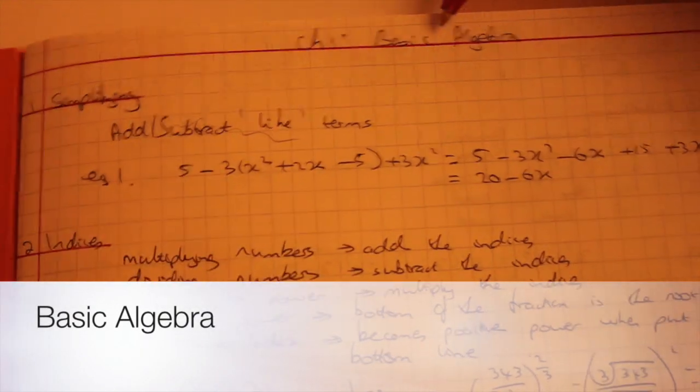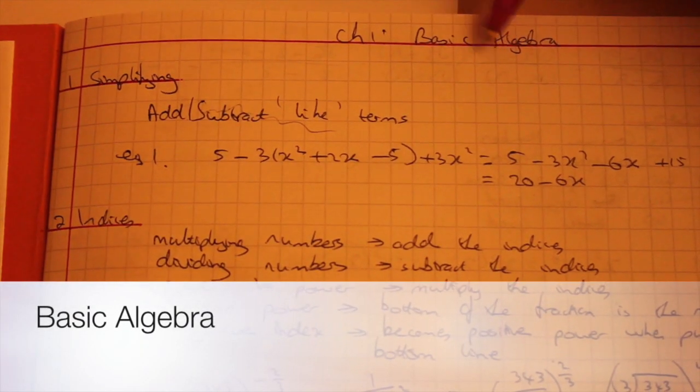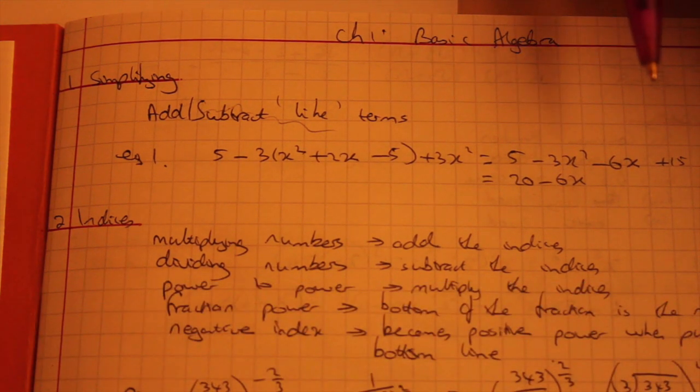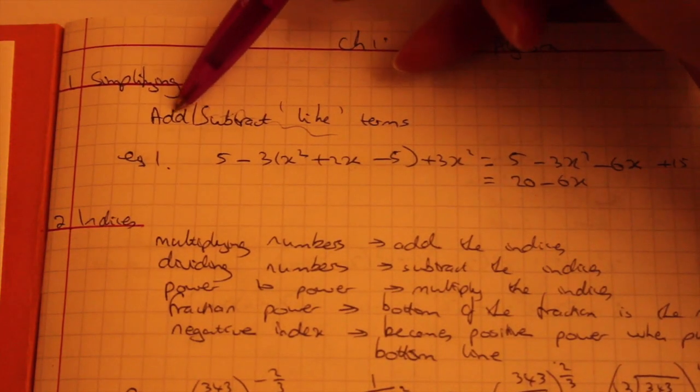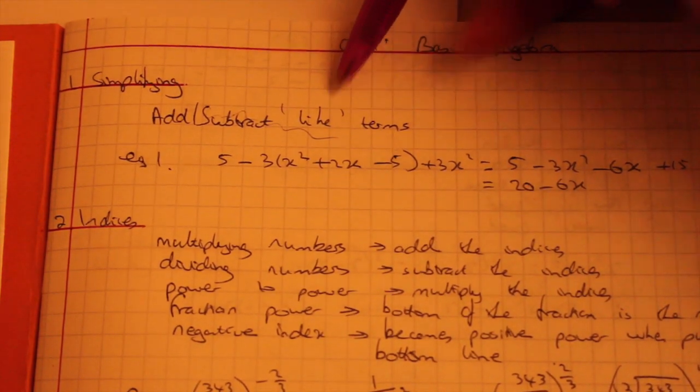We're going to start looking at basic algebra. This is a huge topic which includes simplifying, surds, indices, and we'll look at quadratics, simultaneous equations and algebraic fractions. First of all, simplifying. You add and subtract like terms.